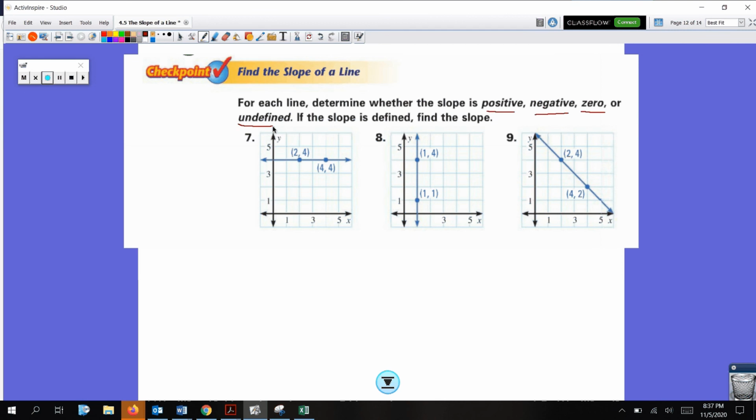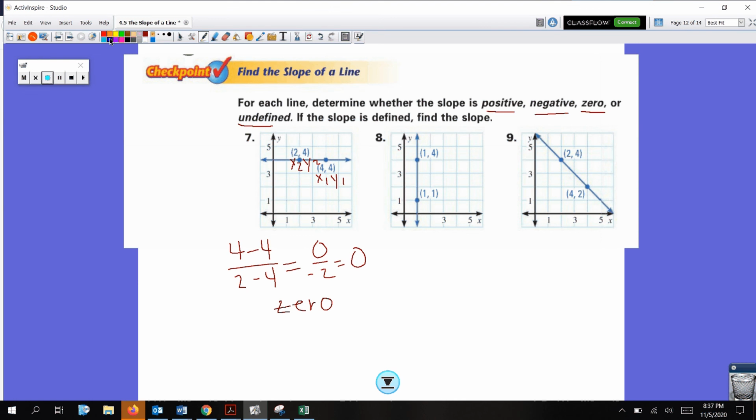So let's look at example 7. It's a horizontal line. It is a flat line. There is no change. If you wanted to plug in these points, let's just say this is my x1, y1, and this would be my x2, y2. I'm going to say 4 minus 4 over 2 minus 4. So that's 0 over negative 2, which is 0. So this is a 0 slope.